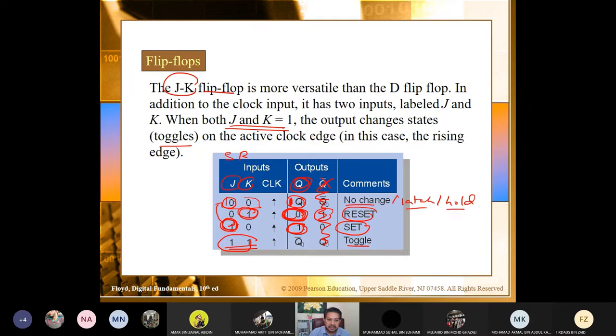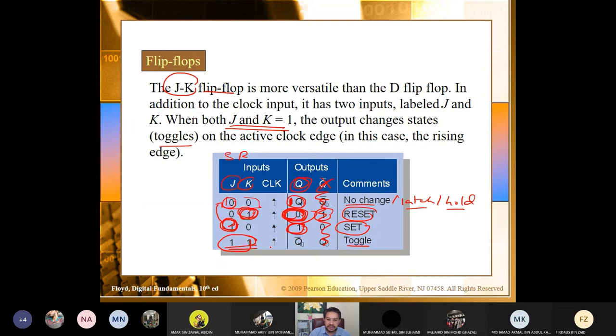So if we change the state, for the next sequence K will be equal to 1, and then it will change the state to 0. So we will see this in the sequence or timing diagram later, right?